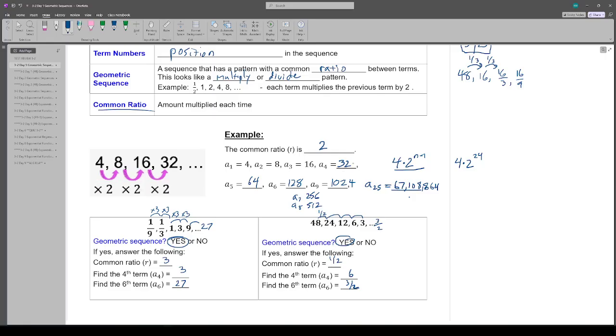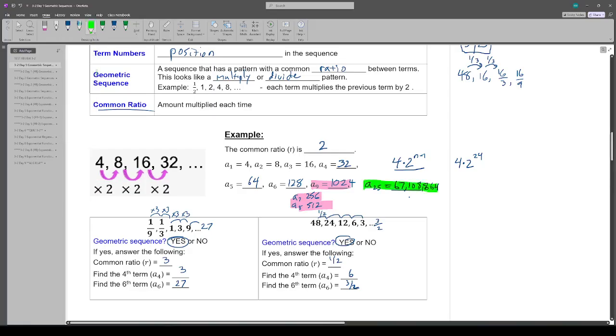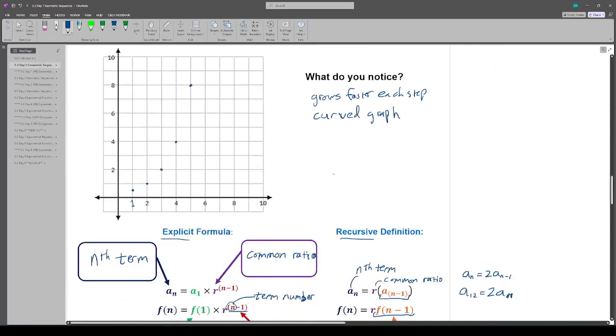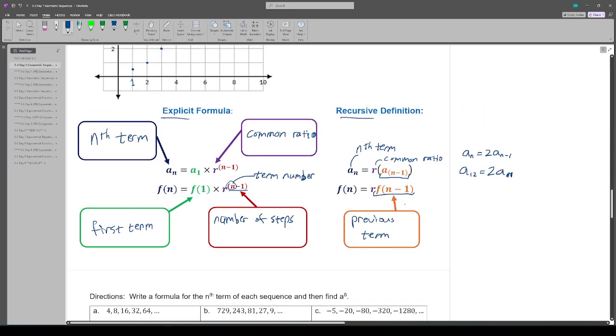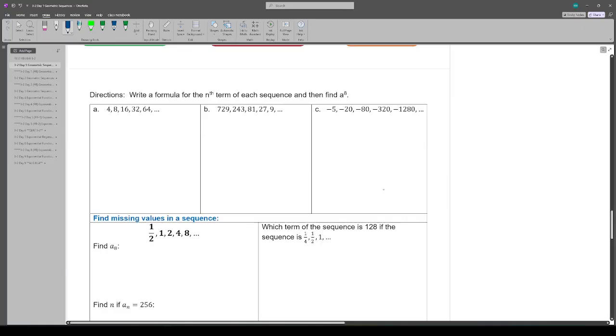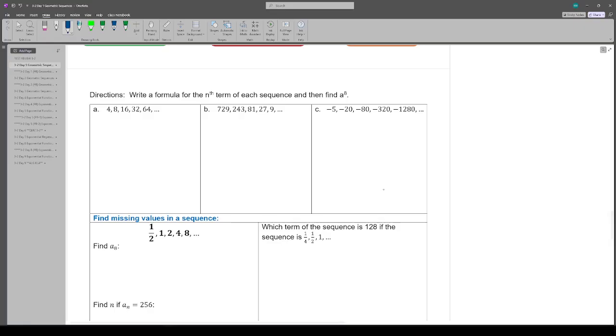So in this problem, we went up to number 9 recursively, and then we jumped ahead to number 25 using the explicit formula. So maybe the side-by-side there can help you see why they're different and why the pink one is generally not that useful if you want to go further forward in your sequence. Okay, so we're going to write the formula for the nth term of a sequence and then find a8.